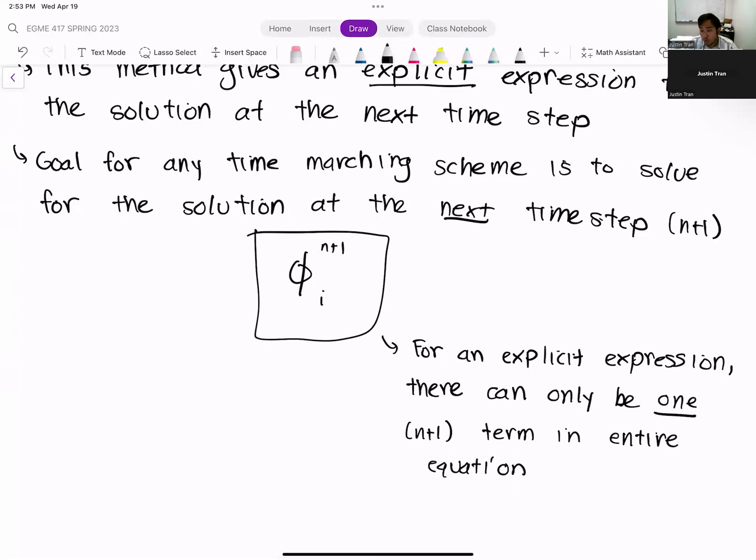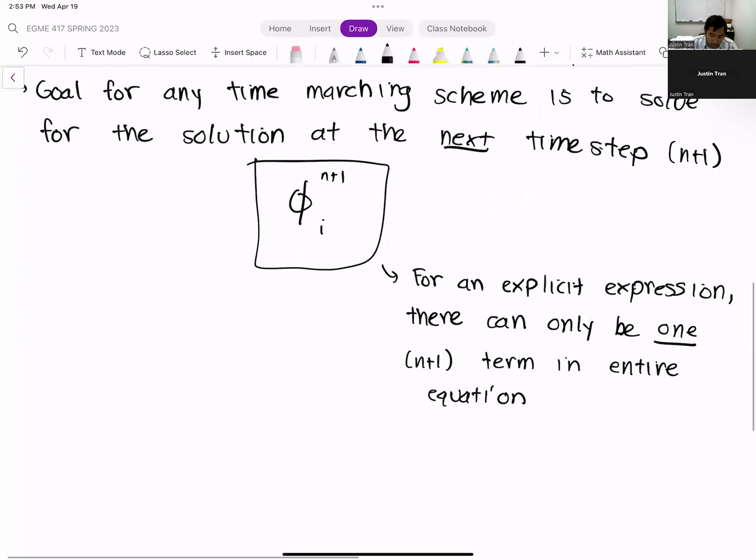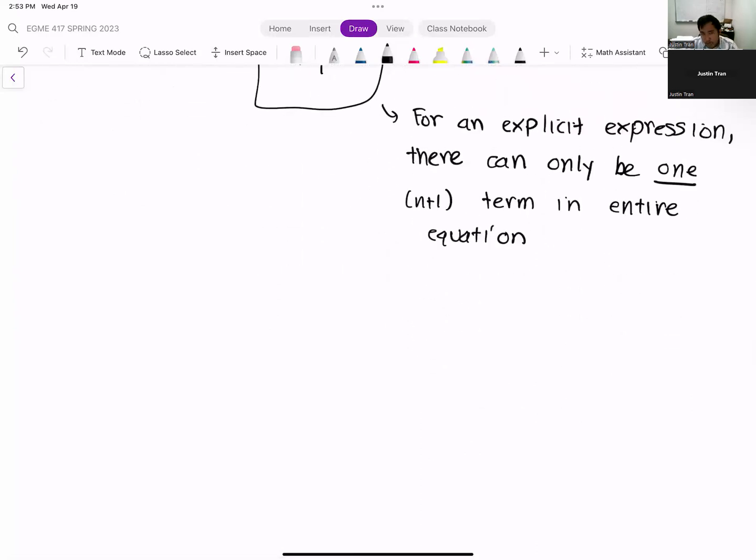Because if there's only one n plus 1 term, then we can solve for it outright. We don't have to combine it together with other equations. That's what implicit Euler is going to do. On the exam, you won't have to derive any expressions like this, but it's useful to look at it just to see where it comes from.